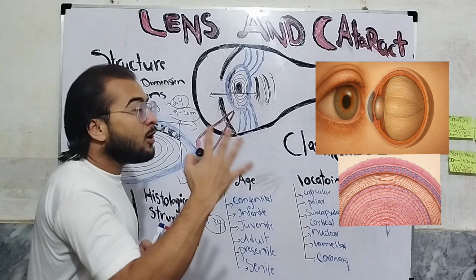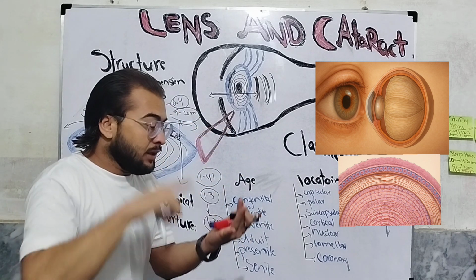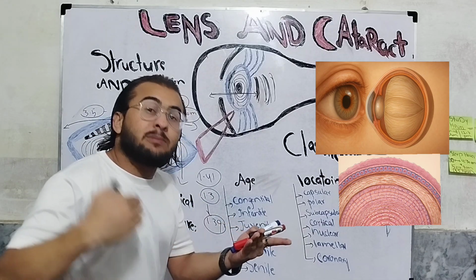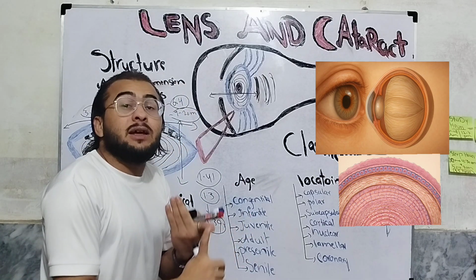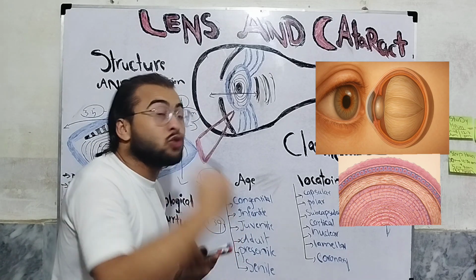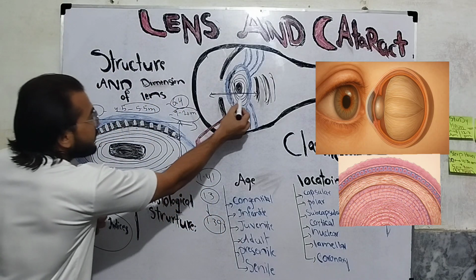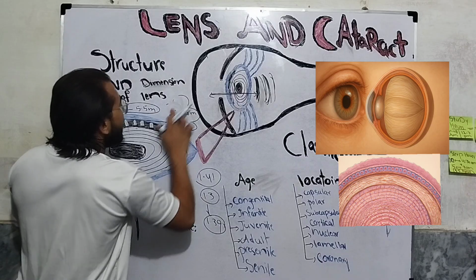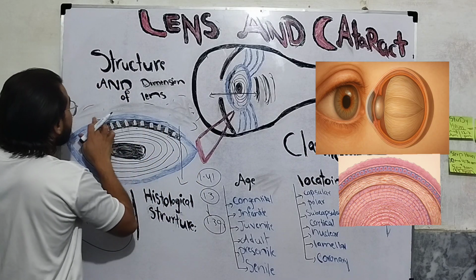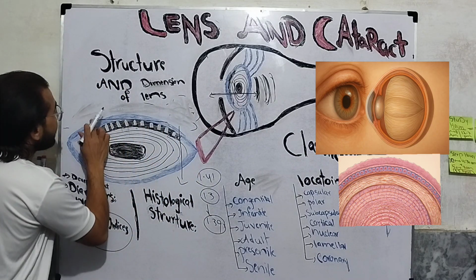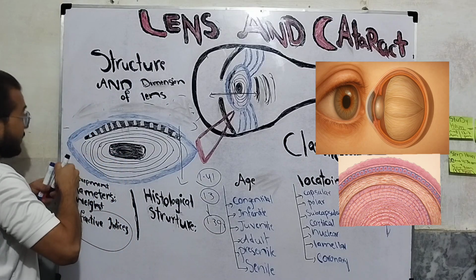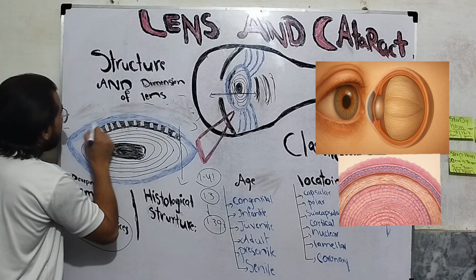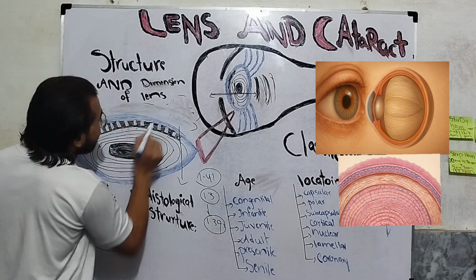The lens has mainly four parts: the lens capsule, the epithelium, the lens core, which is made by the lens fibers, and we have the suspensory ligaments or zonules, okay. So I have zoomed the lens. I will raise it in order to have a clear view, okay. So the first structure we have is the capsule, okay. This bluish area is the capsule.